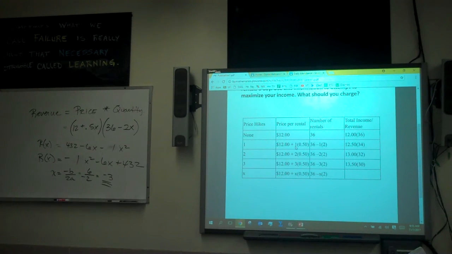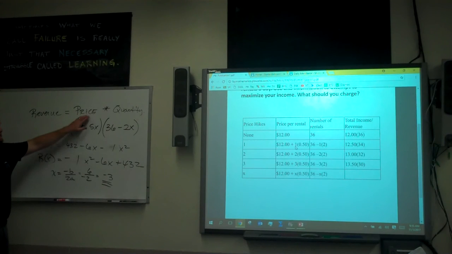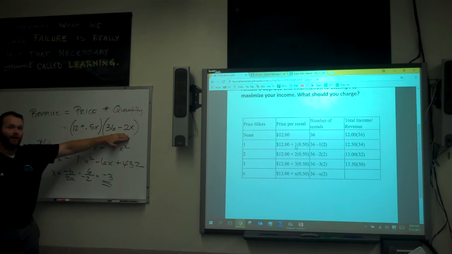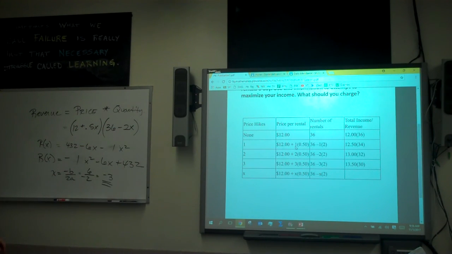You'll see a question in your homework similar to this. It's all written in words for you, so it's a story problem. But you want to determine what they are charging per object, and then figure out an expression that shows the quantity, and you multiply those together to get your quadratic, and then use opposite B over 2a. We'll talk about that tomorrow.